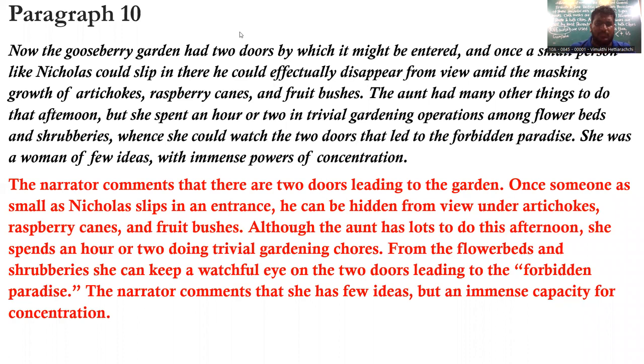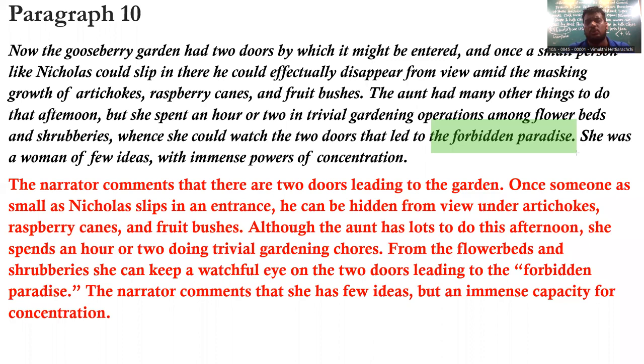So can you see that this is known as the, whereas she could watch the two doors that led to the forbidden paradise. So it is a paradise. Forbidden means you have written the word, not given a chance, right? It's a forbidden paradise, which means that other people have not seen this place. Nicholas is the only person who is going to enjoy this place. Nobody knows what is there inside the lumber room, right? So it is a forbidden paradise.